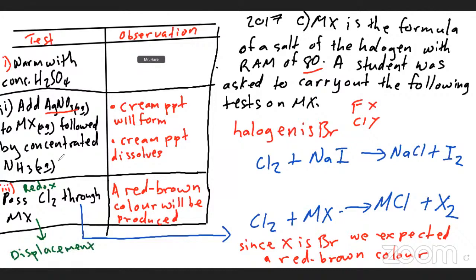This one here is qualitative analysis. And this one is a specific reaction of the halogens with sulfuric acid. So with MX, we are going to get two gases, right?